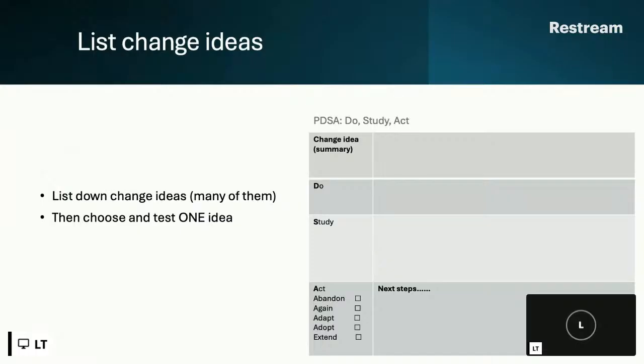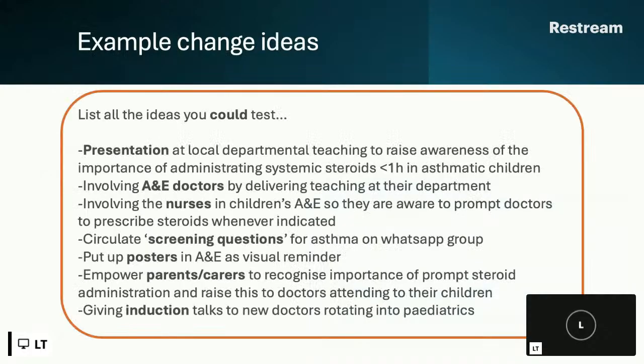And then once you've defined your aim and gathered your baseline data, the next step is to generate change ideas. At this stage, you don't need to be selective. You can just brainstorm as many ideas as possible, list down all the ideas that you've got: posters, teaching sessions, reminders at handover, engaging parents, use a prompt in electronic records, use a prompt in a new guideline, and so on. And you can see that this was my change idea list.